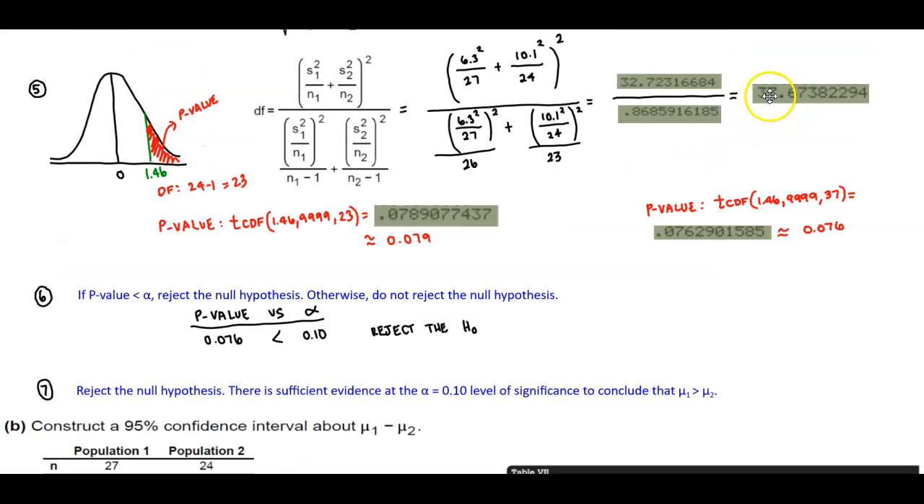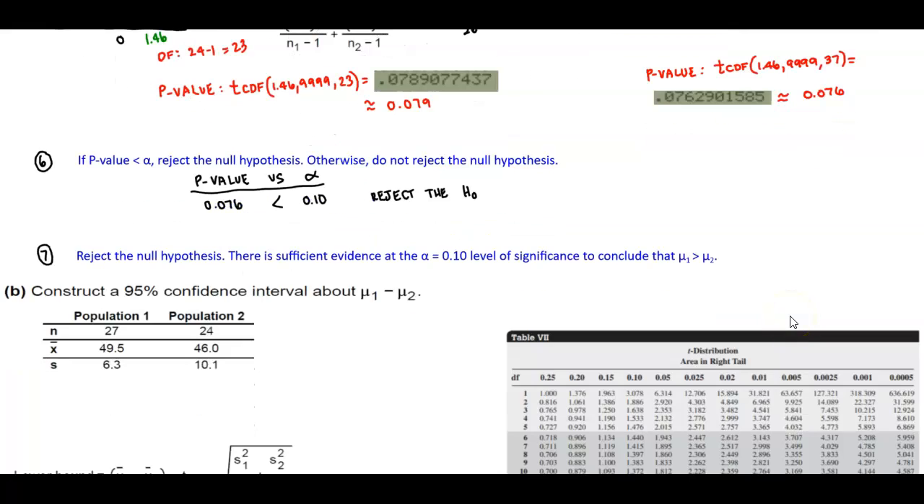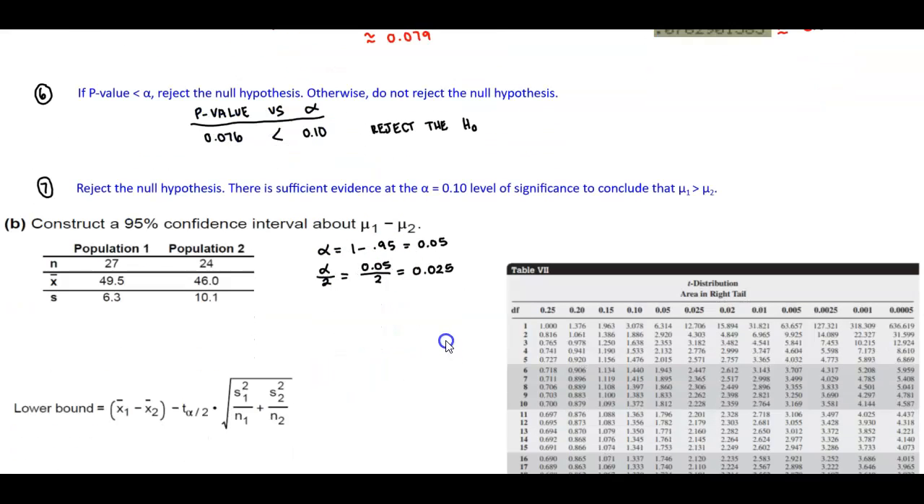So let's look at both. Up here, the degrees of freedom that we found using the formula was 37.6. We're going to round down to 37. If we take alpha, 1 minus 0.95, that gives us 0.05. We're going to take alpha and divide that by 2, which is 0.05 divided by 2, which gives us the area in the right tail to be 0.025. And then using the degrees of freedom of the formula that we used, we round that down to 37.